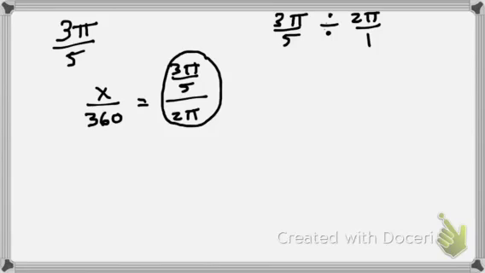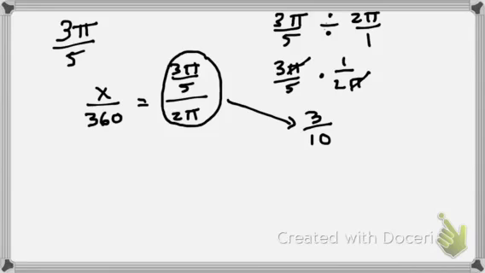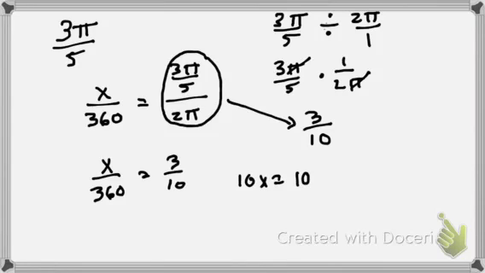So now what I'm going to do is keep, change, flip. So it's going to be 3 pi over 5 times 1 over 2 pi. And again, I'm going to cross multiply. So I'm going to simplify here and here, and then I'm going to do 3 times 1, which is 3, and 5 times 2, which is 10. So this thing right here is exactly equivalent to 3 over 10. I always take that step first, so always simplify that first. Okay, so I'm going to rewrite this as x over 360 is equal to 3 over 10. Okay, now I'm going to cross multiply, so I get 10x equals 1080. Divide by 10, and I get x equals 108 degrees.